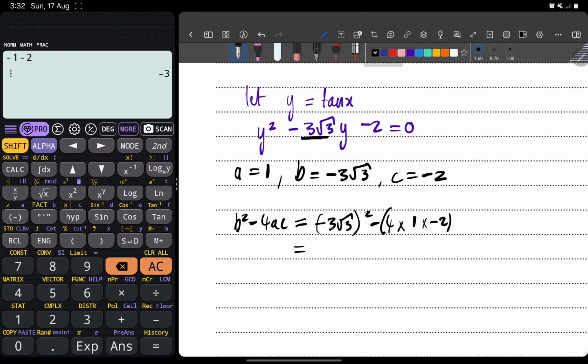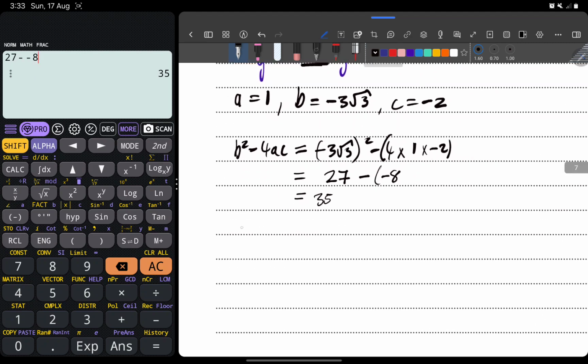So when you square this, let's put it in brackets, open bracket negative 3 root 3 close, then we square. We'll get 27 minus 4 times 1 times negative 2, that becomes negative 8, and minus negative 8 just becomes 27 plus 8. You're going to get 35.